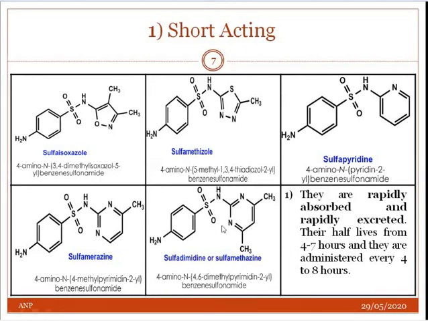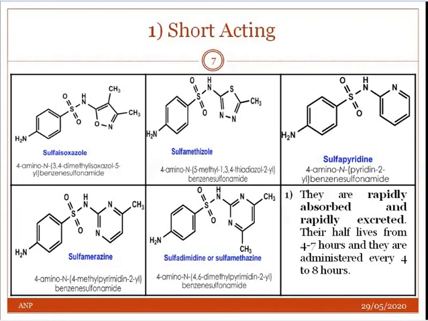If the 2 nitrogens are there in the 6-membered ring and the positions are 1 and 2, that becomes pyridazine, right? When 2 nitrogens are present but the positions are 1 and 2, that becomes pyridazine. In positions 1 and 3, that becomes pyrimidine. This is pyrimidine. And what about this sulfadiamidine or sulfamethazine? Which heterocyclic ring is present over here? Again it is pyrimidine.